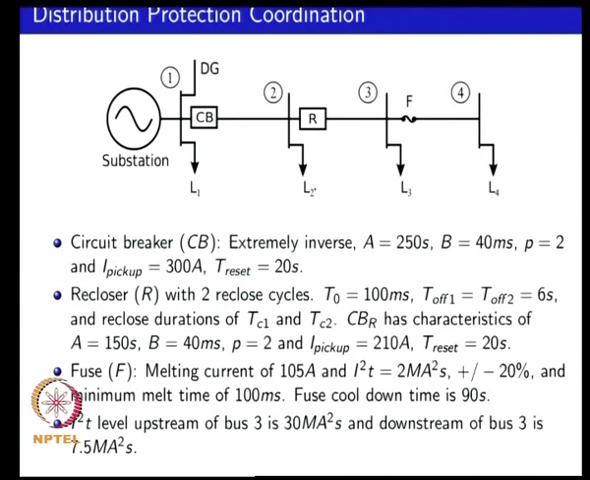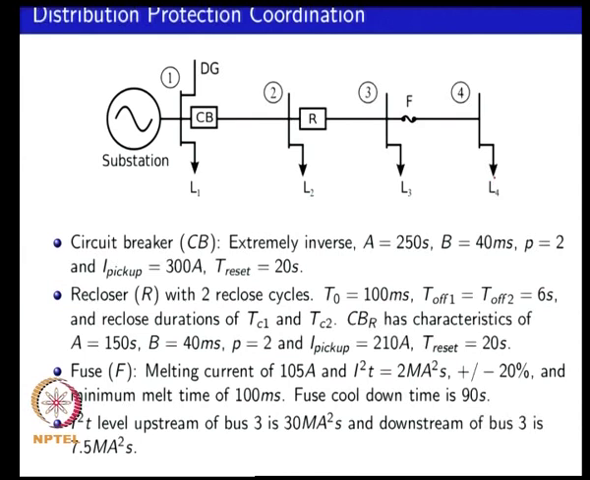So, in the next problem we are looking at distribution system protection and coordination. We have the source at say the substation end, and we will look at 3 devices. One is a circuit breaker closer to the substation, and then you have a recloser further downstream, and then you have a fuse. You have 4 buses and you have loads at each individual bus.